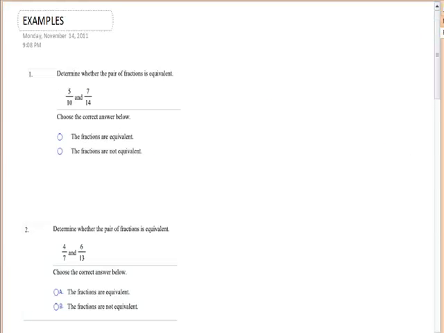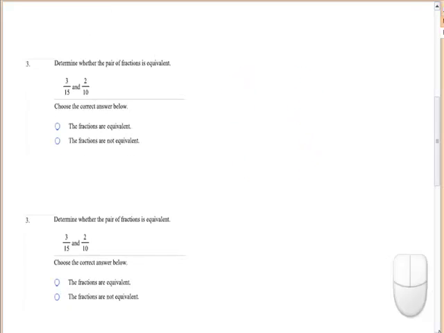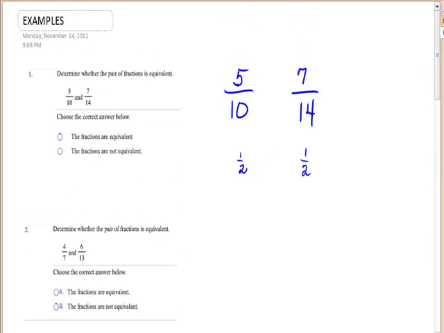Let's take a look. Number 1, determine whether the pair of fractions is equivalent. Well, we have 5 over 10, and I want to know if it is equivalent to 7 over 14. Like I said, there are two ways. You could reduce this to 1/2. 5 goes in there once, 5 goes into 10 2 times. You could reduce this one. 7 goes in there once, 7 goes in there 2 times. Since we got identical fractions, the answer is yes.